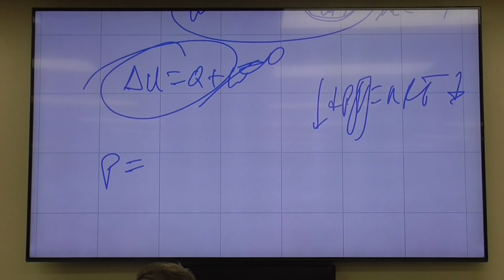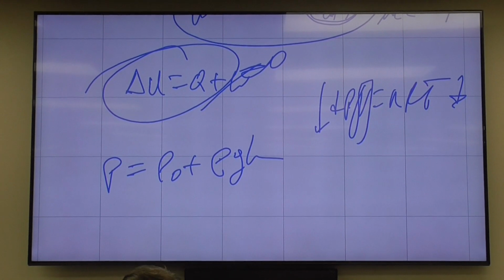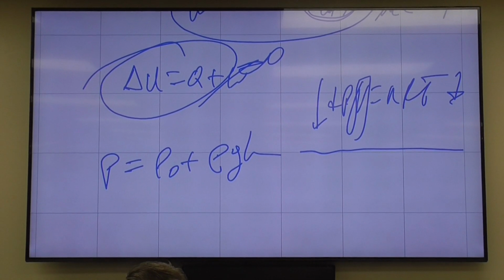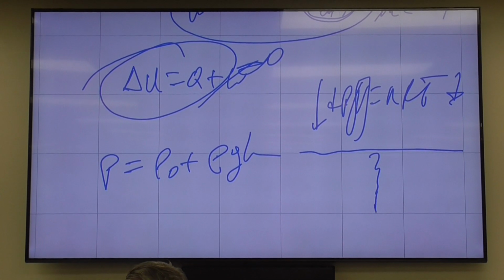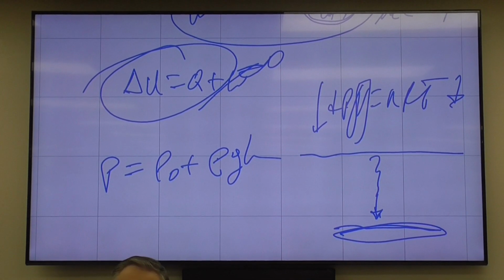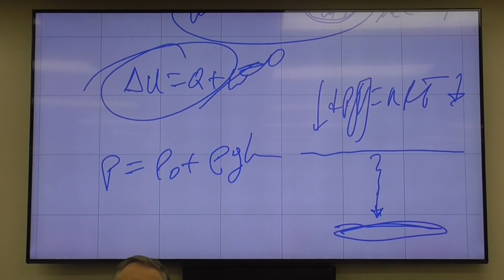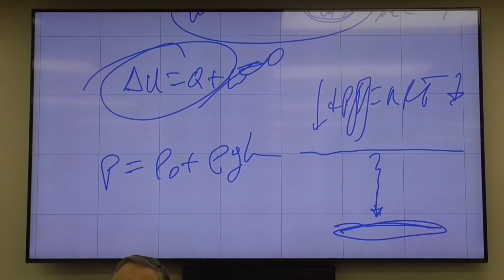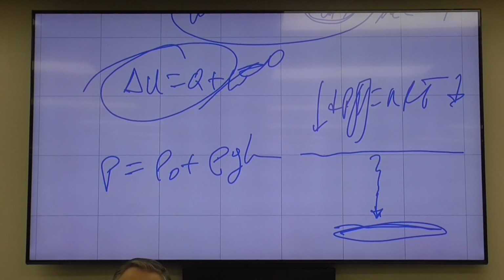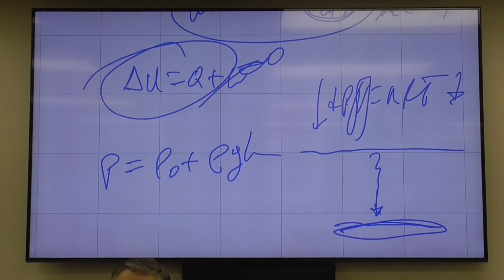Let's talk about this equation: P equals P naught plus rho g h. You're a swimmer, and you swim down below the surface. What's going to happen to the pressure on you? It's going to increase. So if you have a can with you, what's most likely to happen to that can? It will be crushed.